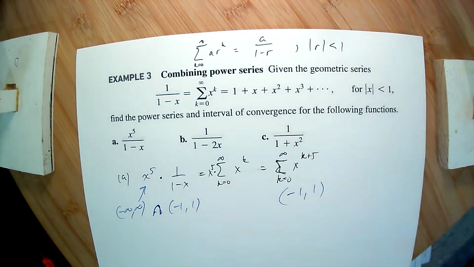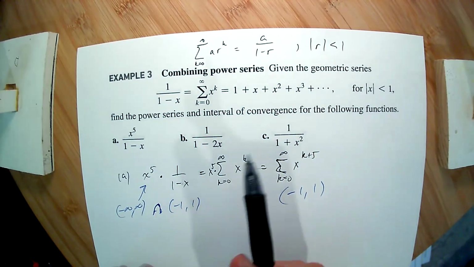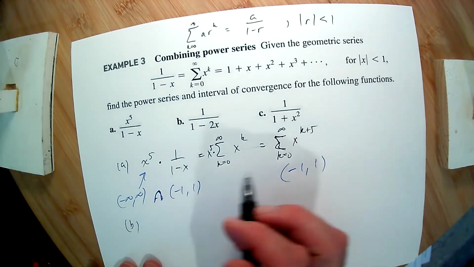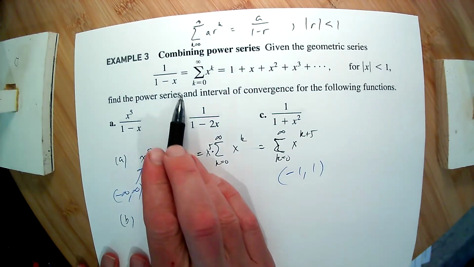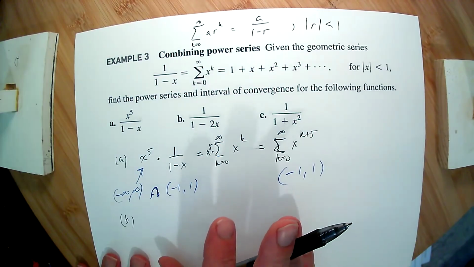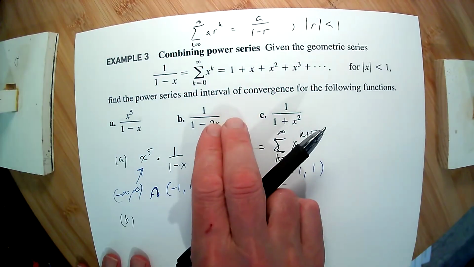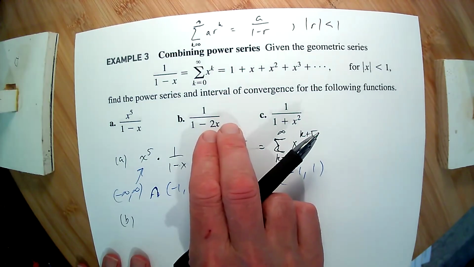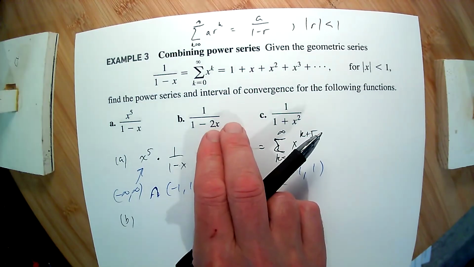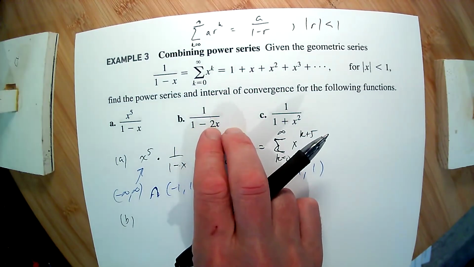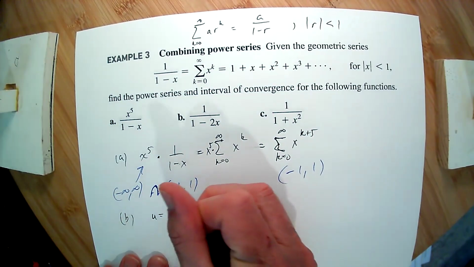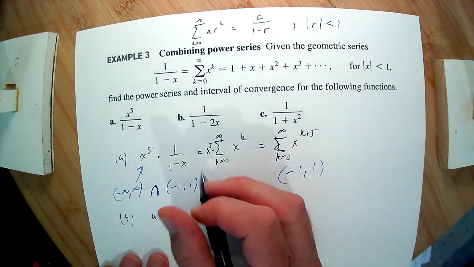All right, so let's do a couple more of these because they're pretty short to do. So for part B, what am I thinking here? Well, basically I have a 2x instead of an x here. So it's just a little bit of a substitution you can think to yourself. So if I let u equal 2x, then I have 1 over 1 minus u. You don't actually have to write this substitution in here. I'm just writing u for a second.